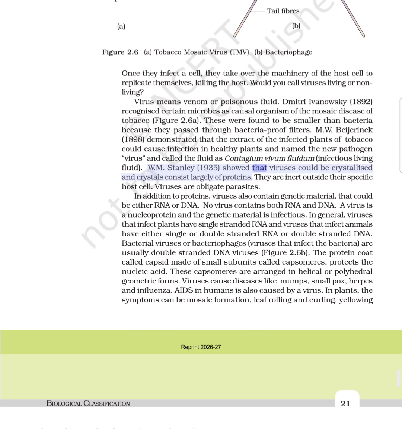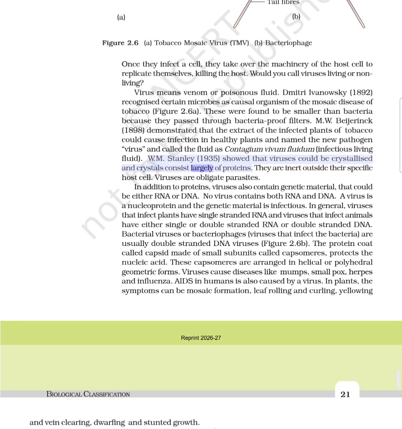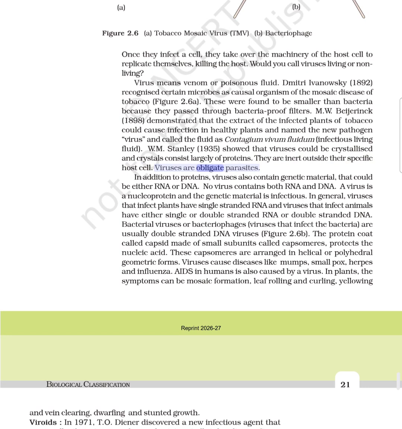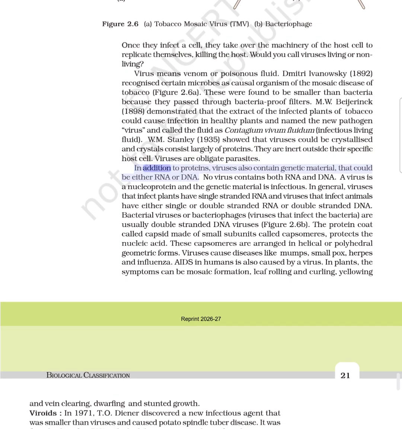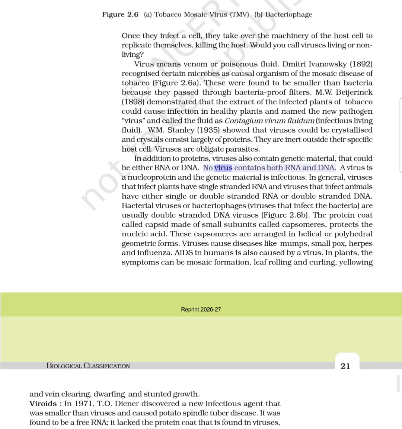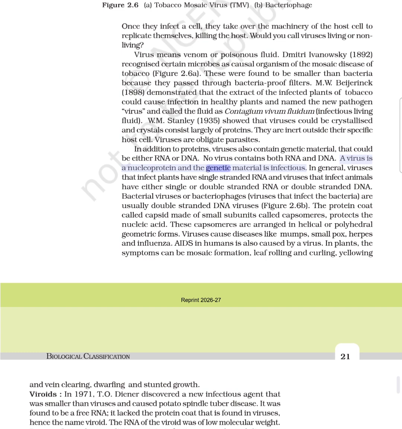W.M. Stanley showed that viruses could be crystallized, and crystals consist largely of proteins. They are inert outside their specific host cell. Viruses are obligate parasites. In addition to proteins, viruses also contain genetic material, that could be either RNA or DNA. No virus contains both RNA and DNA. A virus is a nucleoprotein and the genetic material is infectious.